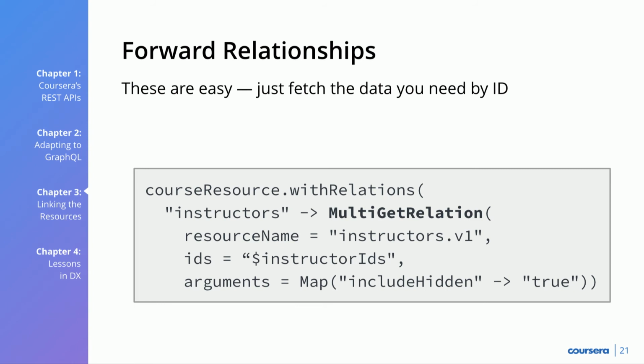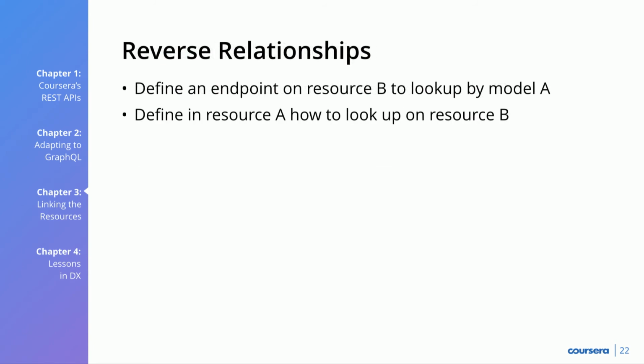And lastly, we have arguments in there. This is pretty similar to what you'd expect with REST. If we need to specify some extra arguments on how to look it up to get the instructors for the course, then we let developers put that in there. So next, let's talk about reverse relationships.